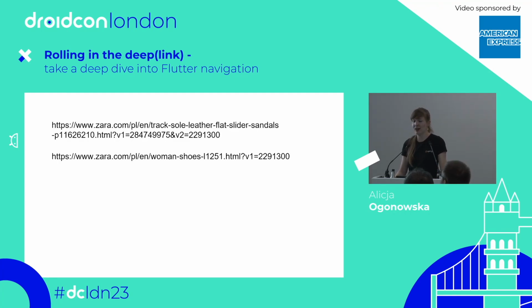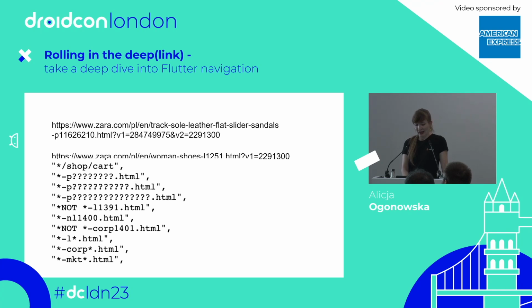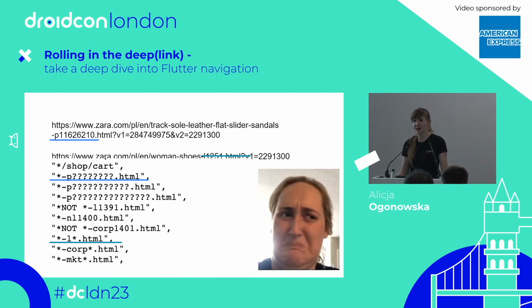But then I checked Zara. And the first one is a product page, and the other one is like a landing page for women's shoes. And I was like, yeah, this is definitely more difficult. So let's check their Apple App Site Association file. So basically, a product page for Zara is something that has a P and 8 or 11 or 15 characters. And a landing page is something that has an L and some characters. So good luck implementing that with the setup that I showed you before with just GoRouter.